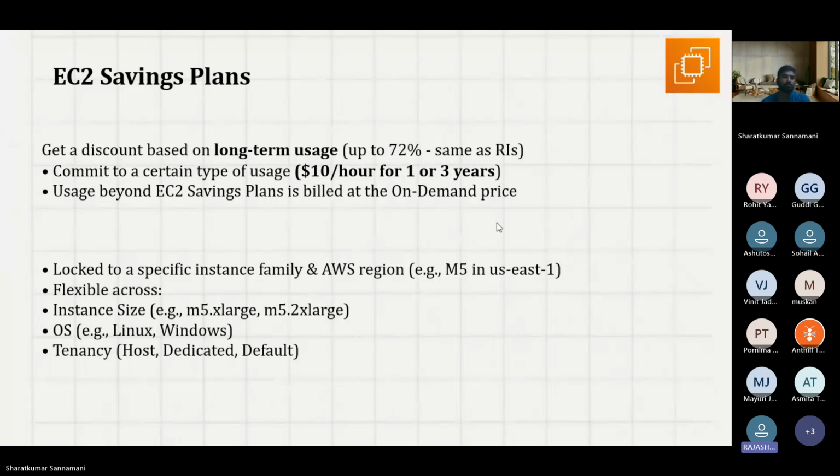Compared to this, with reserved instances there is a lock on the instance type and region type. But in a savings plan, you can use whatever you want. If you want a high performance instance type, you can use it. If you want more CPU, more RAM, you have the flexibility to use anything, but your billing has to go with this much, whether you use it or not. So you need to pay like that.